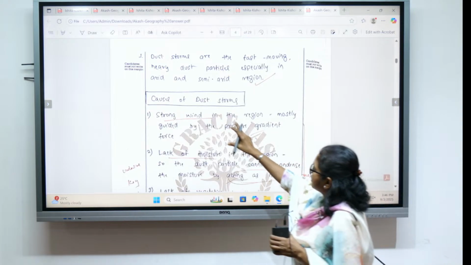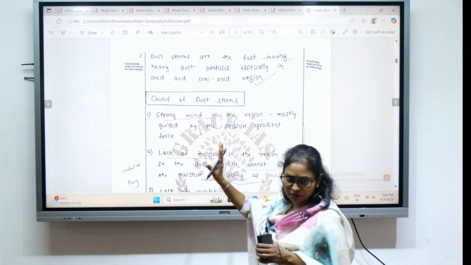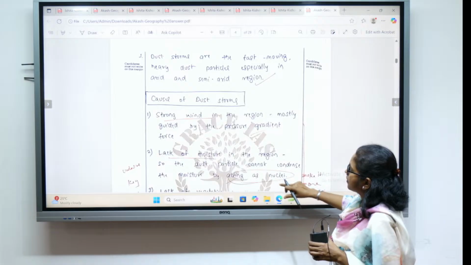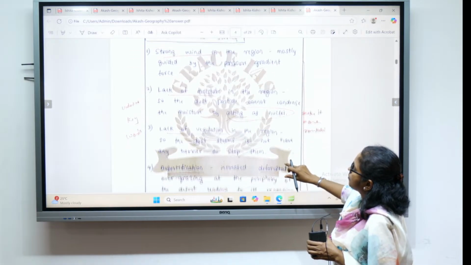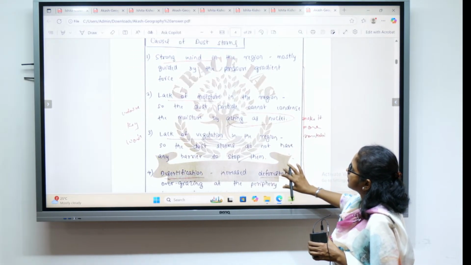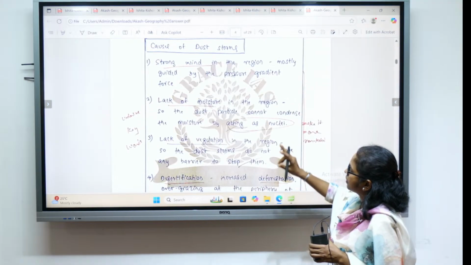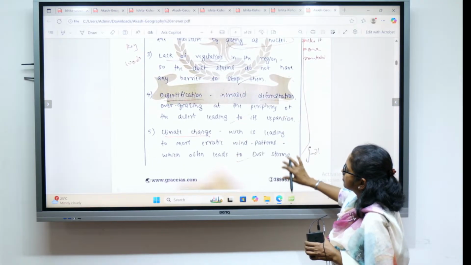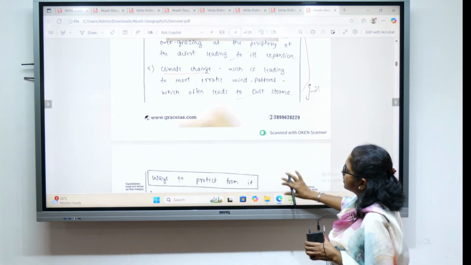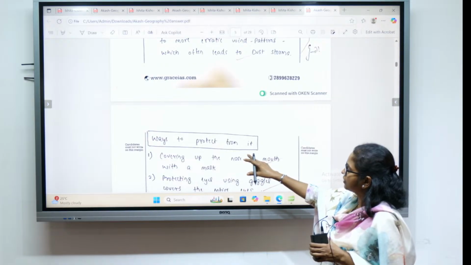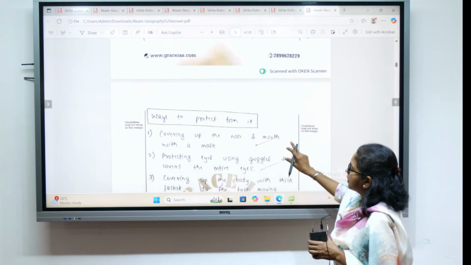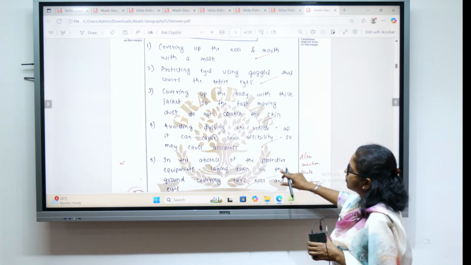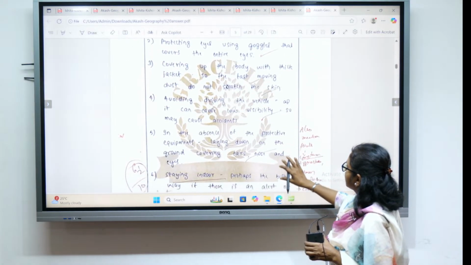Then he has mentioned in a box the causes of dust storm. That's the body part, right? And then he has written points. Each point looks very distinct, isn't it? Look at the presentation. 1, 2, 3, 4, 5. Looks very, very distinct. Then second part of the question, ways to protect from dust storms. He has written 1, 2, 3, 4, 5 points, right?